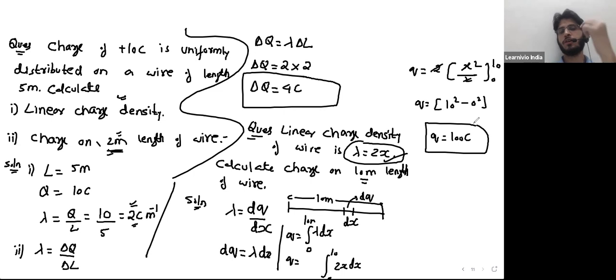So this is the charge, 100 coulomb charge over this wire. Just note it down, then we will move on to the next topic.